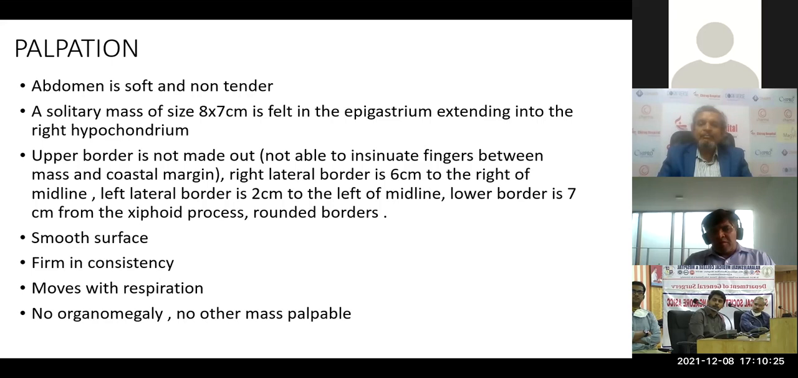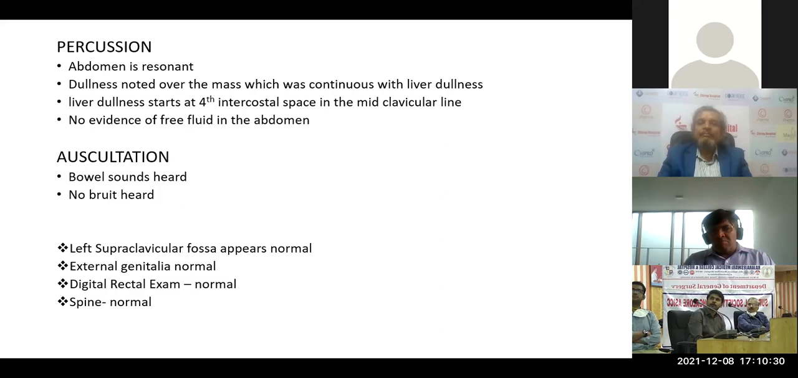On percussion, abdomen is resonant. Dullness noted over the mass, which was continuous with liver dullness. Liver dullness starts at the fourth intercostal space in the mid-clavicular line. No evidence of free fluid in the abdomen. On auscultation, bowel sounds were heard. No bruit was heard. Left supraclavicular fossa appears normal. External genitalia was normal. Digital rectal examination was normal. And spine was normal. Okay.